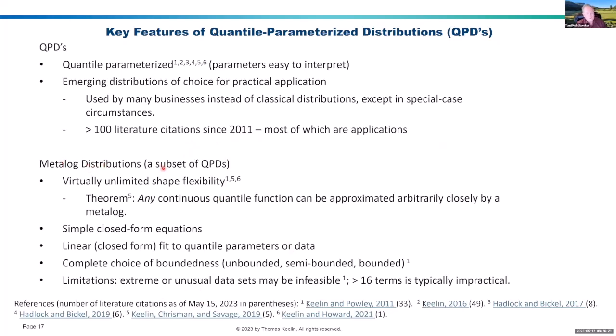Metalog distributions, which are a subset of QPDs, have some additional properties. One is virtually unlimited shape flexibility. We now have a theorem that says any continuous quantile function can be approximated arbitrarily closely by a metalog. I've mentioned these next two. With metalogs, there's a complete choice of boundedness. They can be unbounded, semi-bounded, or bounded. We're going to use the unbounded today because that's what makes the most sense for this example. There are some limitations that we actually don't come close to running into today, but if you'd like to read about them, you are welcome to do so.